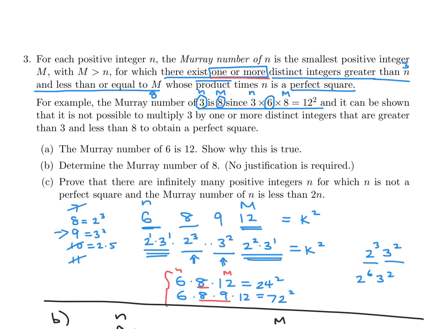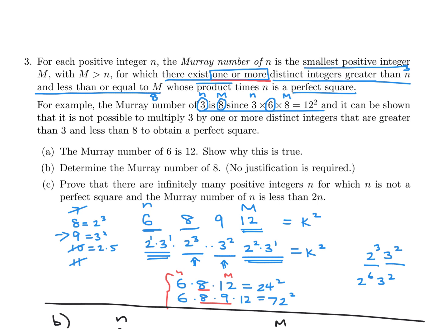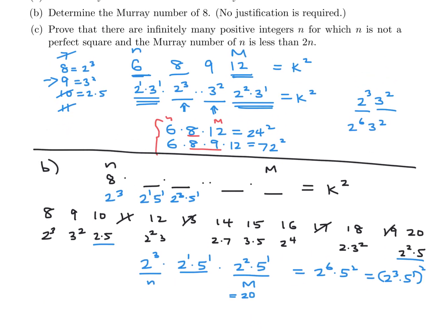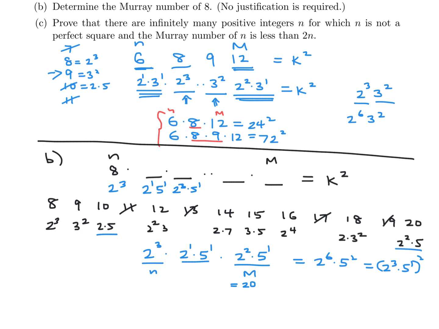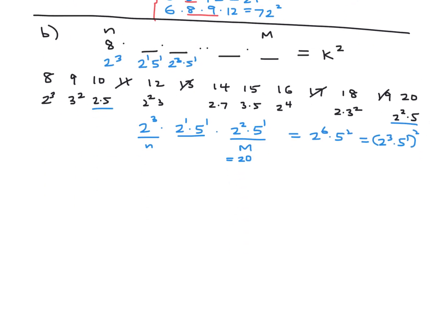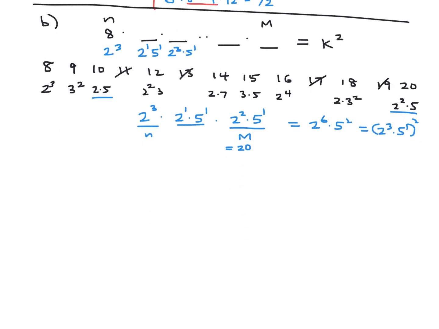But the definition of the Murray number is the smallest positive integer. So my question now is, is 20 the smallest for this scenario? Well, let's see if I can get anything less than 20 for m. So let's go back to the drawing board. We've got our n, and then we've got whatever, like I said, I don't know how many. And then we have our m, which I don't know, and it's got to be some perfect square.